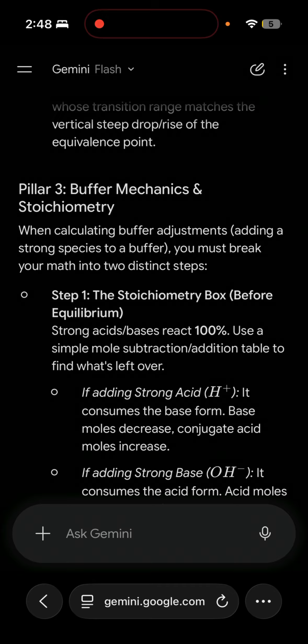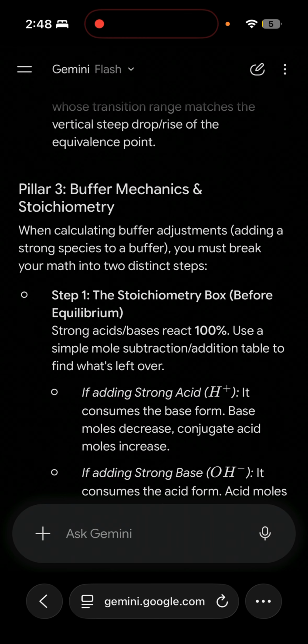Finding H plus and pH from Ka. 1, rearrange Ka equals X squared over C and solve for X. X now equals the square root of Ka times C. 2, calculate X. This gives you your H positive. 3, find pH. pH equals negative log H positive.